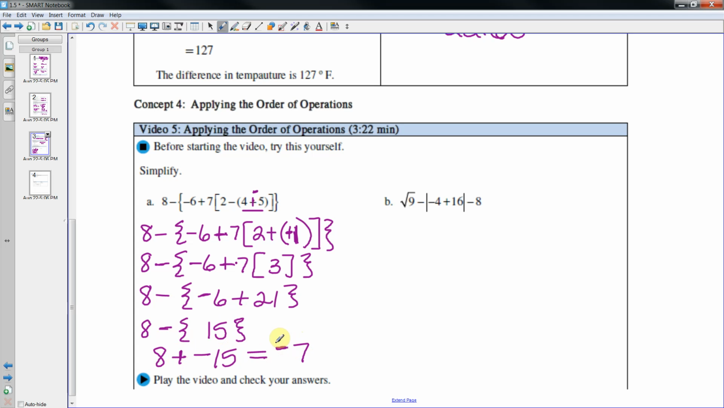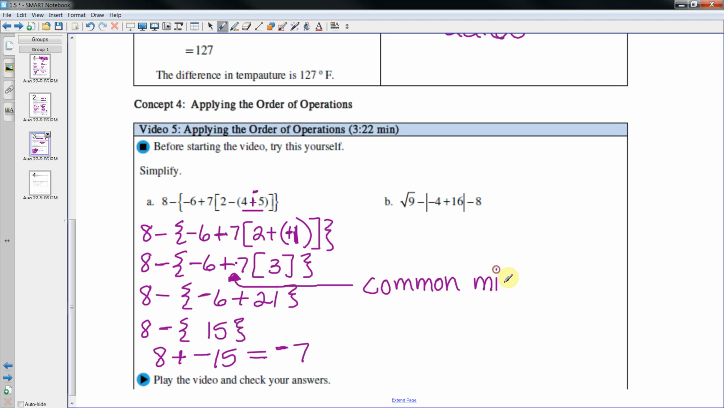One of the most common mistakes, and I want to address this, I want to talk about this for a second. One of the most common mistakes in doing order of operations is going to occur right here. I don't know if any of you have done it or not, but the most common mistake people will make is they'll do the negative 6 plus 7 before they multiply times 3. Common mistake.